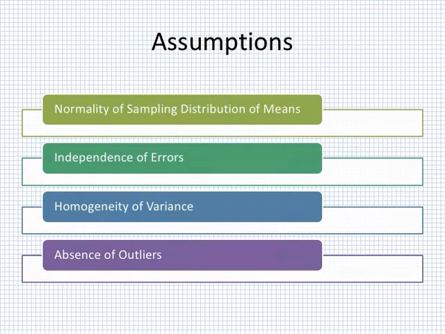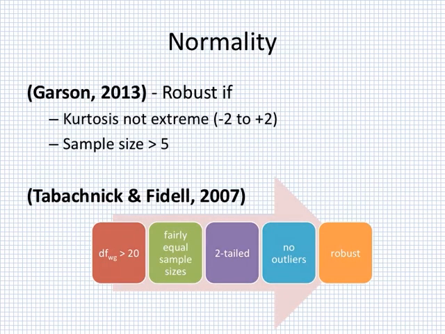So part of this will be a review of the one-way ANOVA. One is normality, one is independence of error, homogeneity of variance, and absence of outliers. For normality, we have different ways of looking at it. I would say start with Tabachnick and Fidell. If it meets these 4 criteria, it's robust, so we don't even need to bother to check the skewness and kurtosis. But if it doesn't, we can look to see if the skewness and kurtosis are extreme or not. And we could use the -2, +2 from Larson 2013 as a guideline.